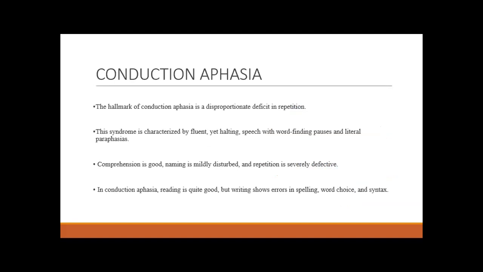Next, we'll talk about conduction aphasia. The hallmark of conduction aphasia is a disproportionate deficit in repetition. This syndrome is characterized by fluent, yet halting, speech with word-finding pauses and literal paraphasias. Comprehension is good, naming is mildly disturbed, and repetition is severely depressed. Now, in conduction aphasia, reading is quite good, but writing shows errors in spelling, word choice, and syntax.